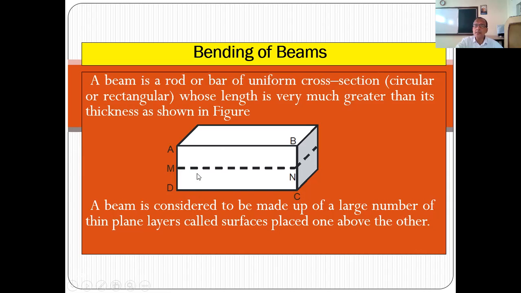This is A, B, C, D. This is a rectangular bar. Its length is very high as compared to its thickness. The beam is considered to be made up of large number of planes. See here, this is AB, it is one plane, MN is another plane, DC is another plane. That means the beam or the bar whose length is very high and its thickness is very less is called a beam, and beam is considered to be made up of large number of thin parallel layers, and these layers are termed as surfaces, and these surfaces are one above the other. One above the other, first, then second, then third, in this way the planes will be one above the other.